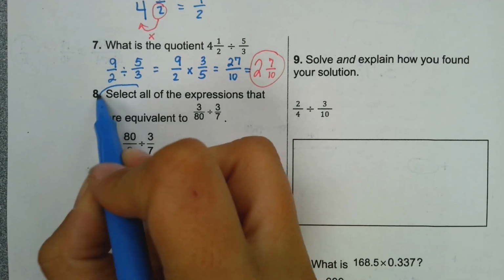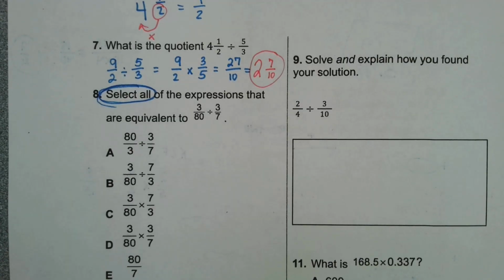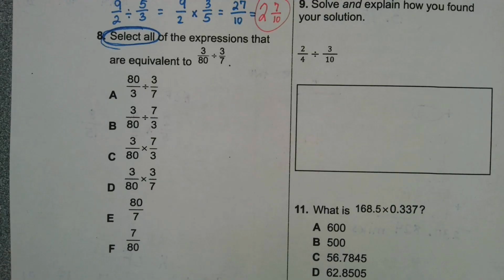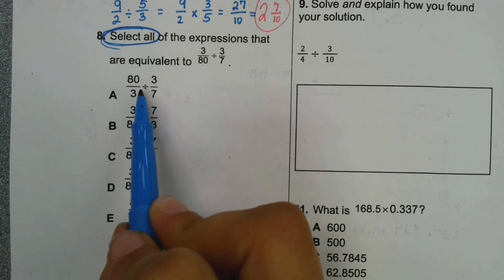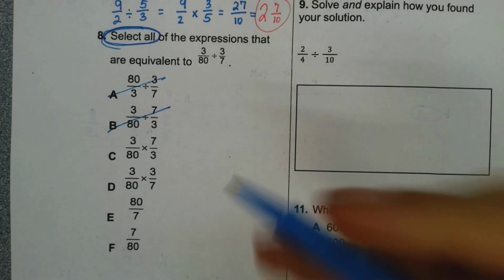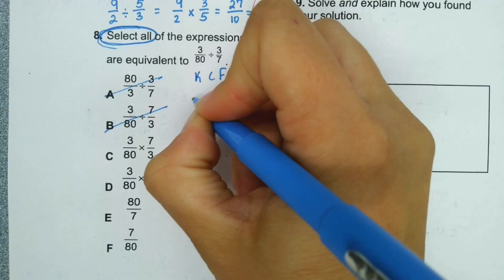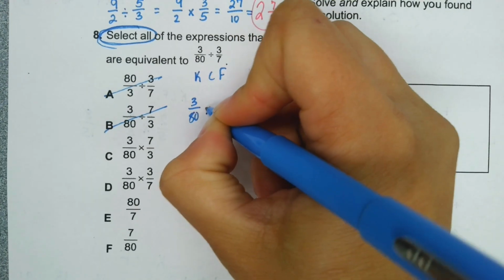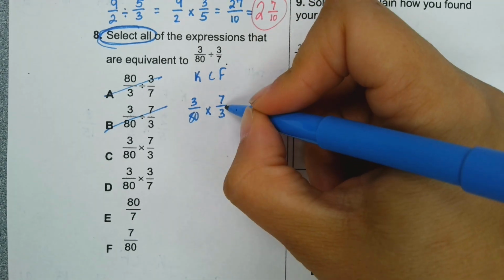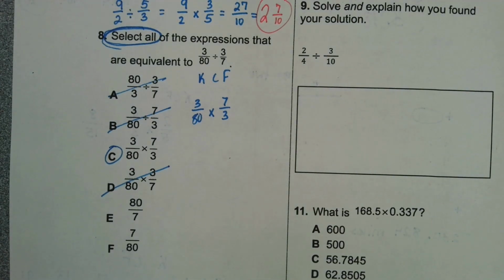Question 8 was a select all of the expressions that are equivalent to 3 over 80 divided by 3/7. So I told the students in class, look at questions A or answers A and B. They're both division, but neither of them match this problem. So they're both wrong. And now all of a sudden it's multiplication. So that's your hint that it wants to keep change flip. So keep the first fraction the same, change to multiplication, flip the second fraction upside down. Well, now that matches C, but not D. D didn't flip it.